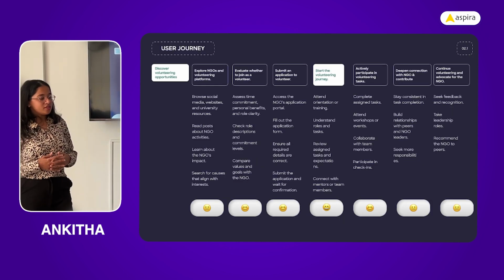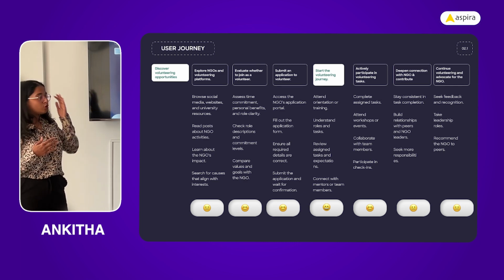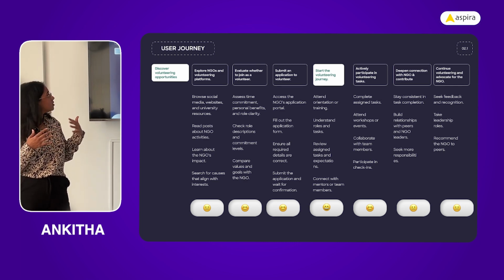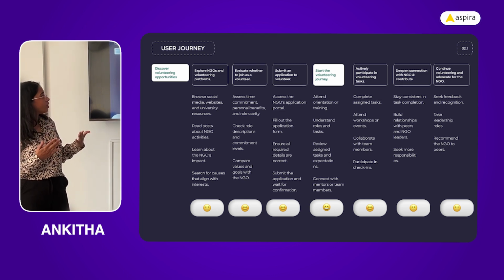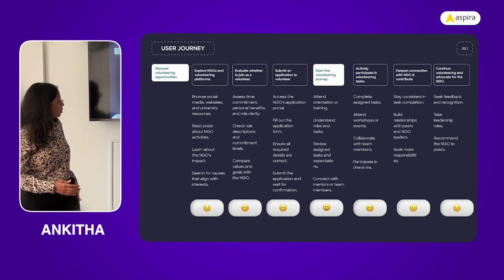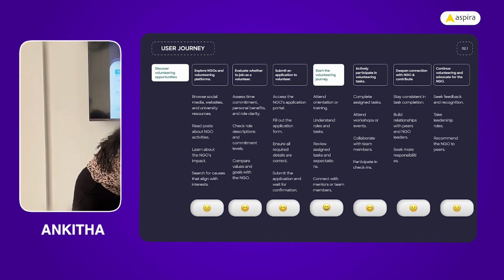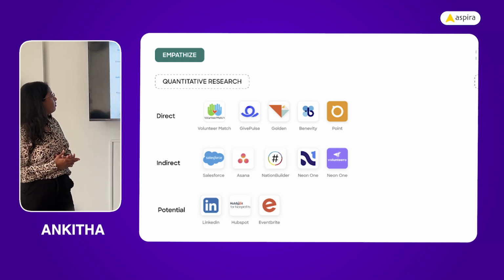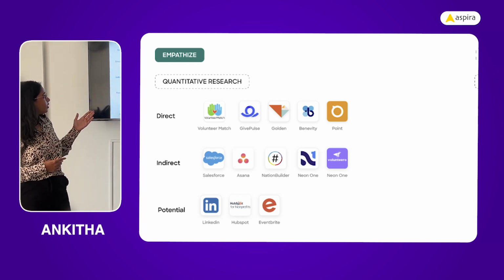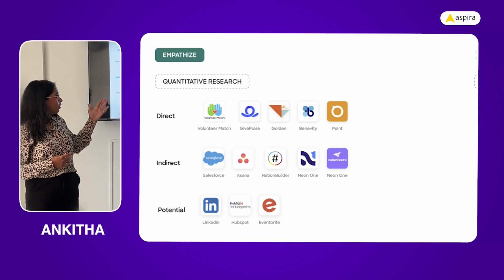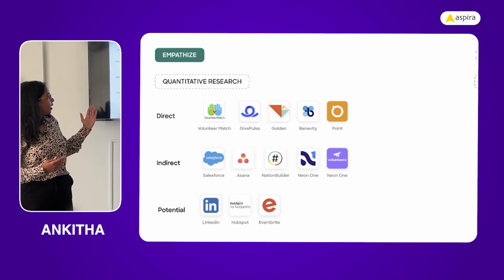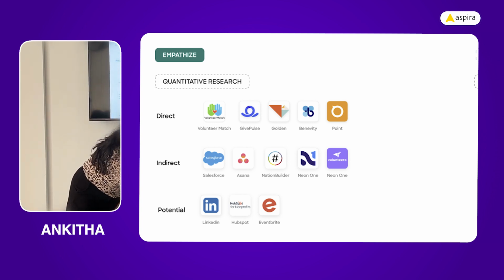First we did the user journey to see how volunteers discover volunteer opportunities and how they feel about that process, and then when they get a volunteering opportunity and start the journey, and after that how they feel. So this was the user journey we did. And in the empathize phase for quantitative research, these were my direct competitors: VolunteerMatch, Plus, Golden, and indirect were Salesforce, Asana and NationBuilder. And then I compared the features of those.